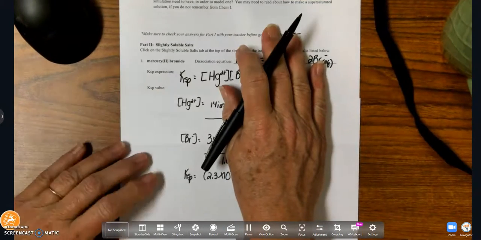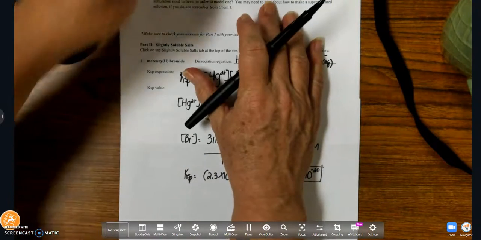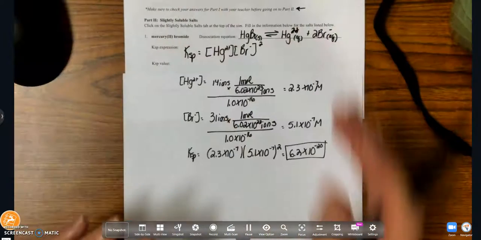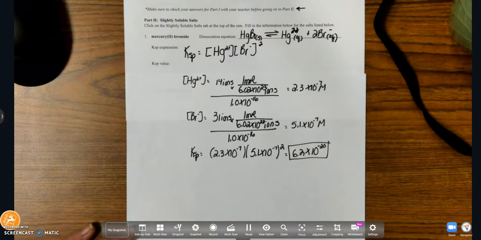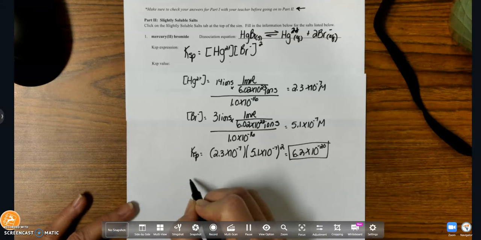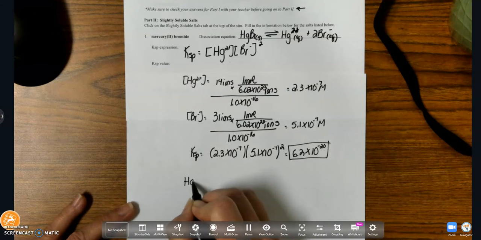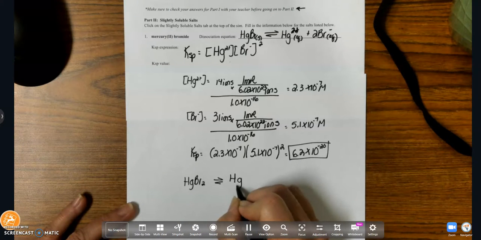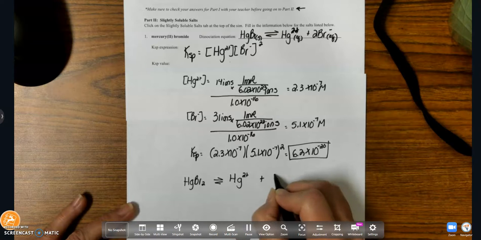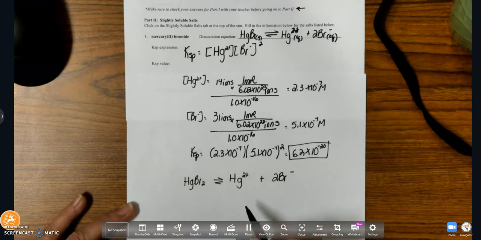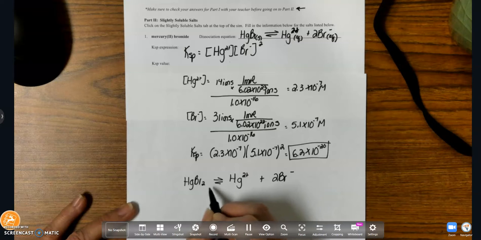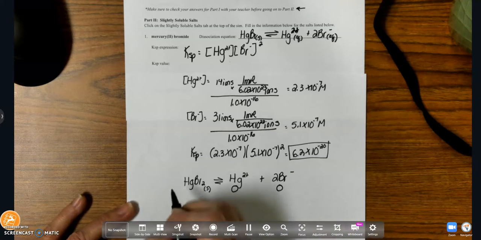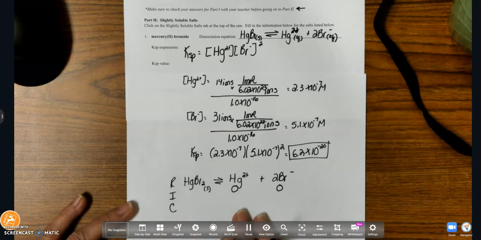Remember, that is X. That is the X from our RICE table. And so we're going to solve for that. So this one's going to be a little bit, I'm just kind of moving everything up so we can see the RICE table. Okay, so I'm going to solve this. I have HgBr2 going to Hg 2 plus, 2 Br minus. Remember, this is not in the equilibrium expression, so I'm not going to worry about it, but these initial concentrations are 0. My change is X, isn't it?